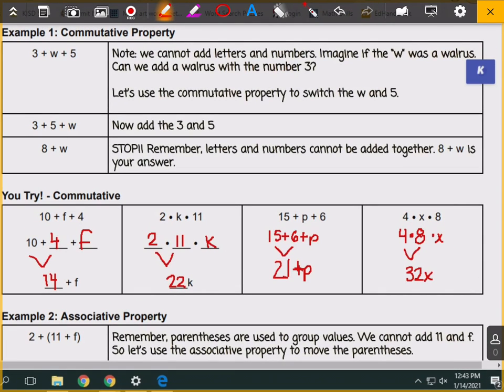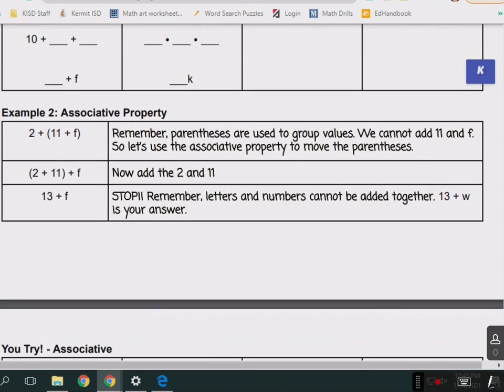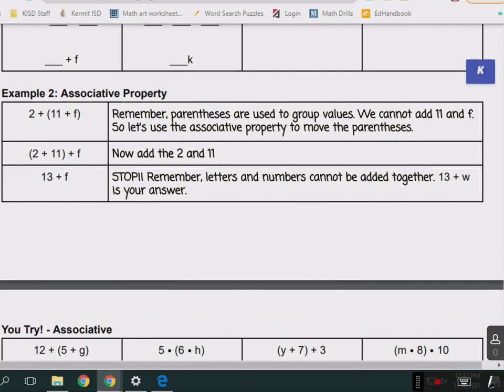The next property we're going to talk about is the associative property. We have an example here: 2 plus the value of, so that's in the parentheses, 11 plus f. Parentheses are used to group values, and we cannot add a number and a variable together. So we're going to use the associative property to move the parentheses over to where it includes both numbers.